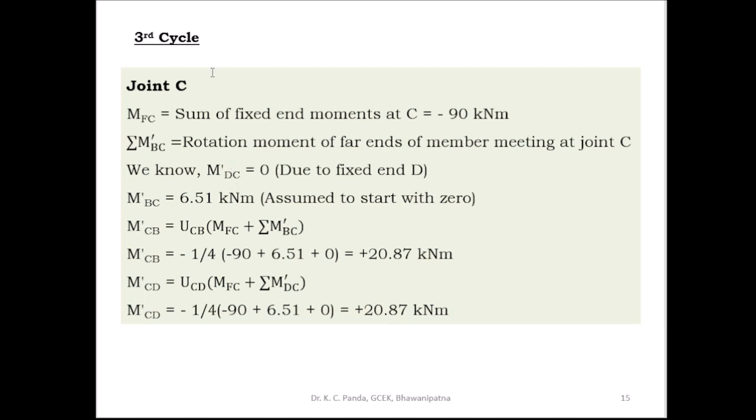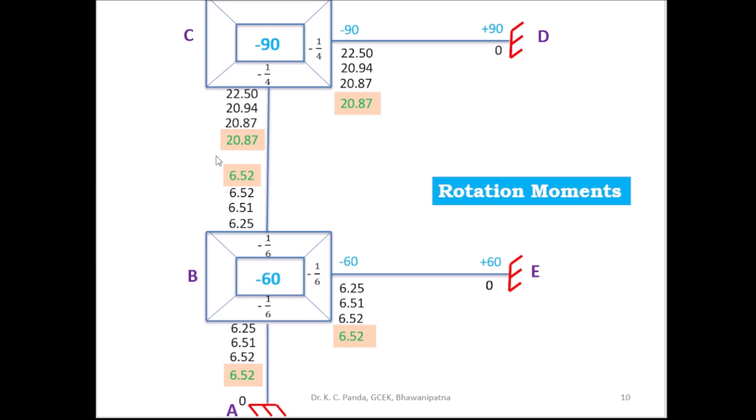First you go to the joint C. So at joint C, you have to take the far end rotational moment m dash BC, this side 6.51 and this side 0, and find out the near end rotational moments m dash CB and m dash CD. So m dash CB is equal to UCB into MFC plus the summation of m dash BC. M dash CB is equal to minus 1 by 4 into minus 90 plus 6.51. What is the value you got in the second cycle? That rotational moment you have to take here. So 6.51 and this side 0.